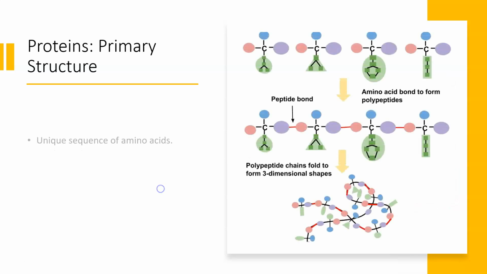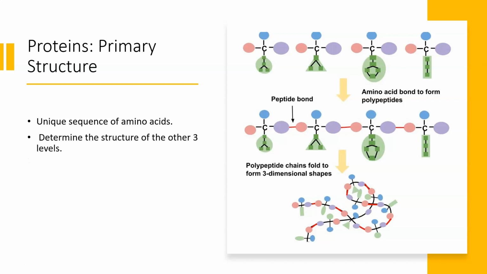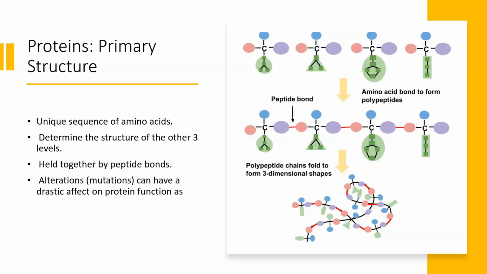proteins interact. Okay, so looking at the primary structure first of all, this is our unique sequence of amino acids. They determine the structure of the other three levels, because depending on the organisation of those amino acids depends whether the bonds are going to form for the protein to develop. Each amino acid is held together by a peptide bond. Alterations, mutations, can have a drastic effect on the protein function, as the shape of the protein equals the function. So if you change that amino acid chain, the shape of the protein will be different, therefore the function will be impacted.